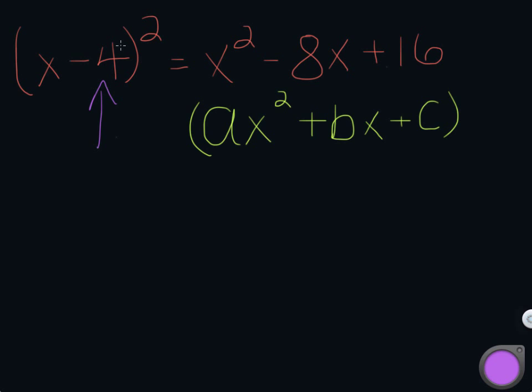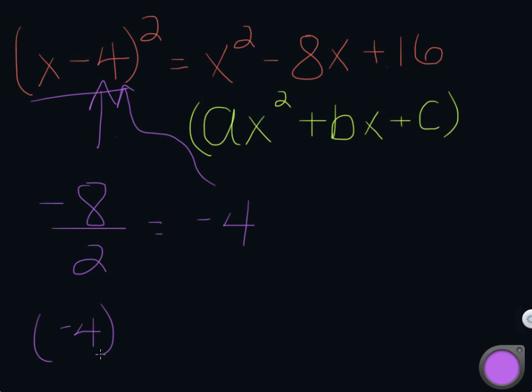So really what I could do if I want to figure out some information right here, I could take my b value, which is negative 8, divide it by 2, and I end up getting negative 4. Okay, which again gives us this value in our binomial right here. And then if I take negative 4 and I square it, I will end up getting 16, which is the c value right here.